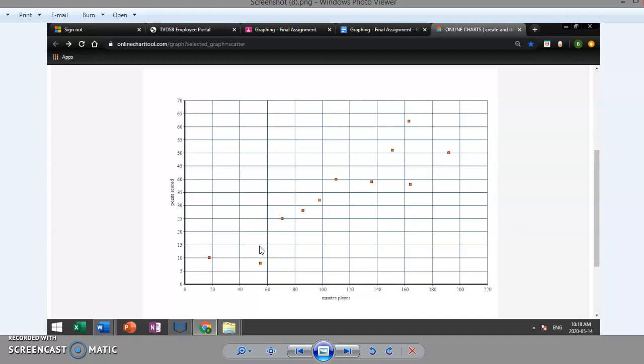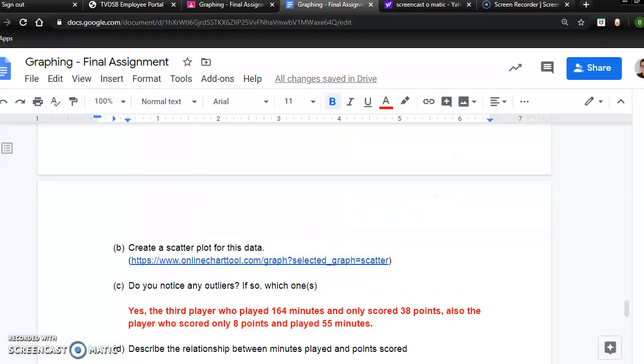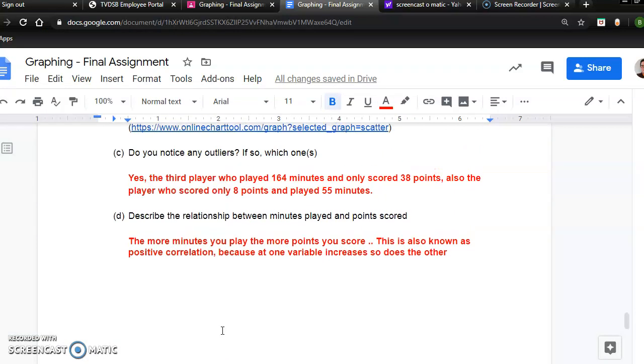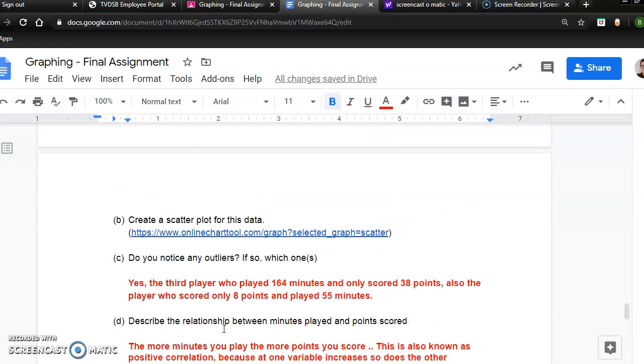When you look at the scatter plot, do any points not really look like they make sense? Does it look like that shouldn't be where it is, right? And when I looked at this, I saw this one and this one. Maybe you guys had a different answer. It asks you to describe the relationship between minutes played and points scored. Well, clearly the more minutes you play, the more points you score. And like I said, this is known as a positive correlation, because as one variable increases, so does the other. So hopefully that made sense.